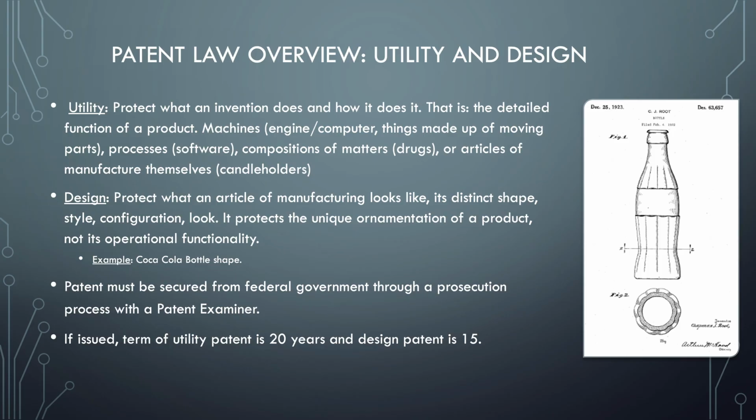And so a patent, of course, must be secured from the federal government through a process called patent prosecution. And this is basically an interaction that the patent lawyer has with the patent examiner to define and argue about what's the invention, what's patentable, is it unpatentable, etc. And if it's issued, the term of a utility patent is 20 years, and the term of a design patent is a little bit shorter, it's 15 years.